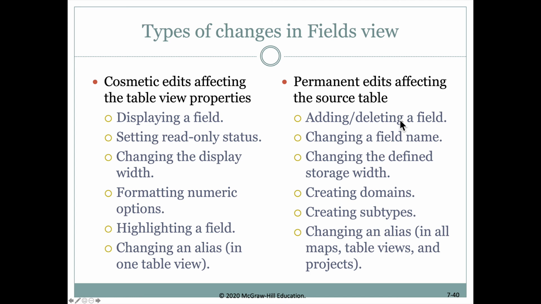Some of the permanent edits that you can make in the field view, or you can add or delete a field. You can change a field name. You can change the defined storage width, you can create domains, you can create subtypes, and you can change an alias. And that alias is going to affect all map table views and projects. So that's a very important change.